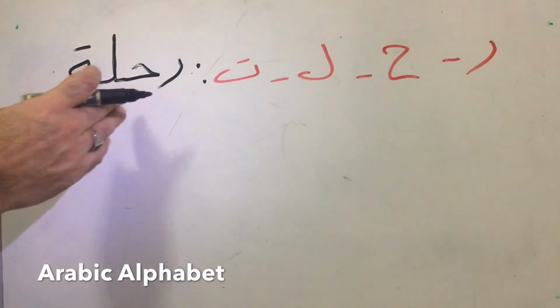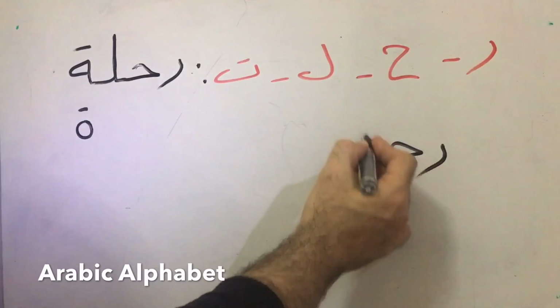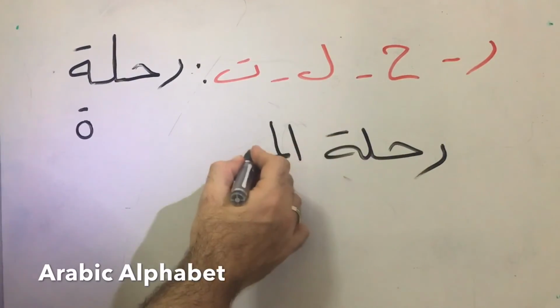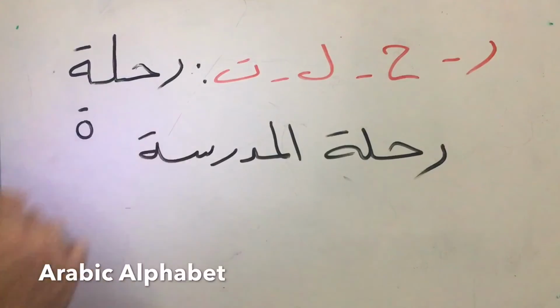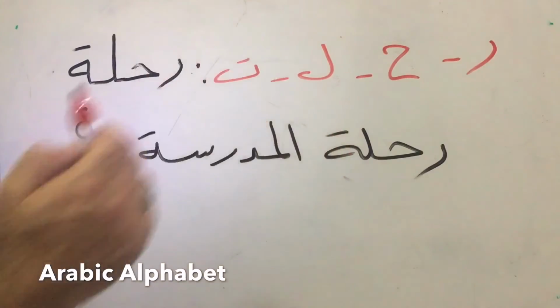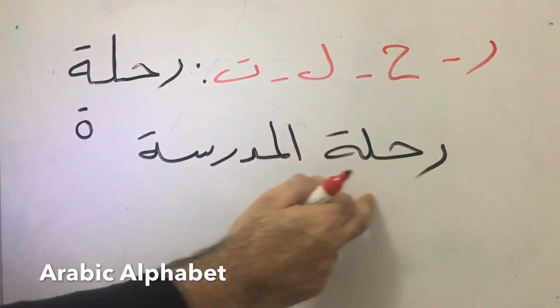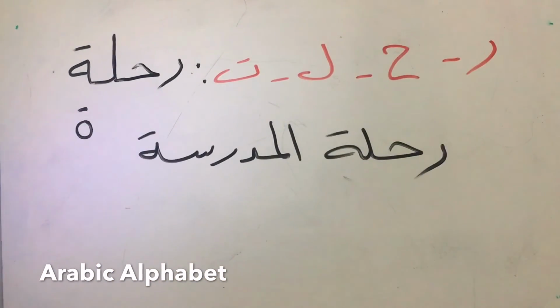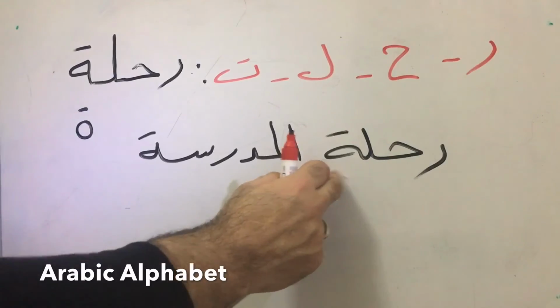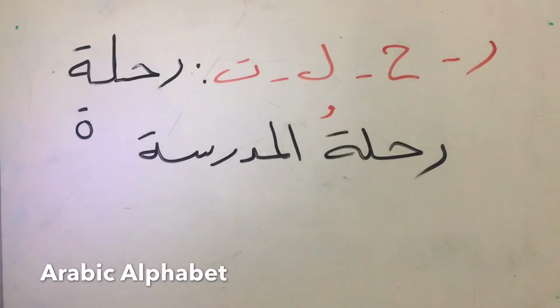For example, when we say رحلة المدرسة. This is رحلة. If we stop here, رحلة, it is like ha. It is ta marbuta, so it is like ha. But when we speak it in a sentence, we pronounce it as ta. رحلة المدرسة. This is the Arabic alphabet.